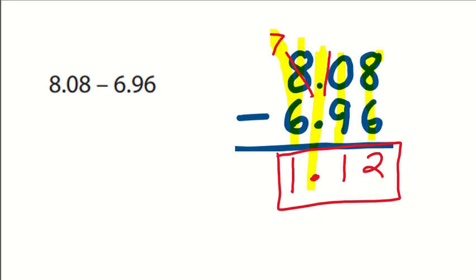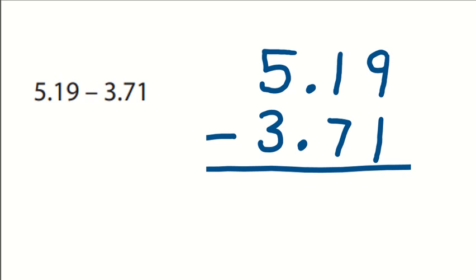Let's try another one. Now, I've lined up the decimals, and now I can subtract like normal. What is 9 subtract 1? 8. Exactly. Next column. So we did that one. Let's do this next one. What is 1 subtract 7? We cannot do that. We have to borrow, so that becomes a 4, and now that becomes an 11. And we know that 11 subtract 7 is 4.